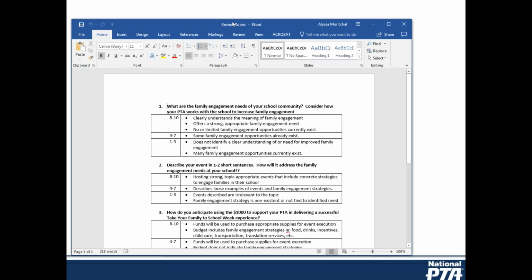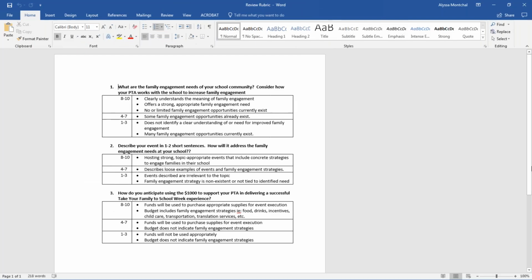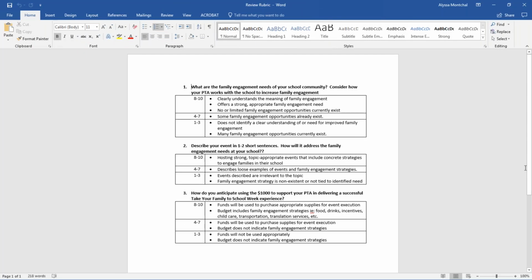So this was the rubric from this past year's Take Your Family to School Week. And you'll see that we have a kind of a grade band. So last year's, similar to the applications that we just described, there were 3 narrative questions. The first question was, what are the family engagement needs of your school community? Consider how your PTA works with the school community to increase family engagement.